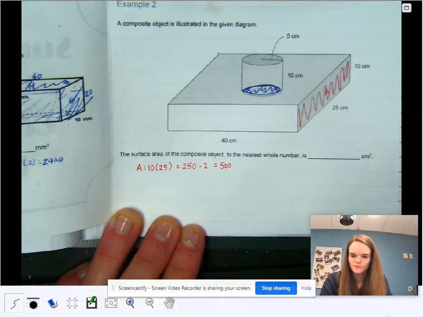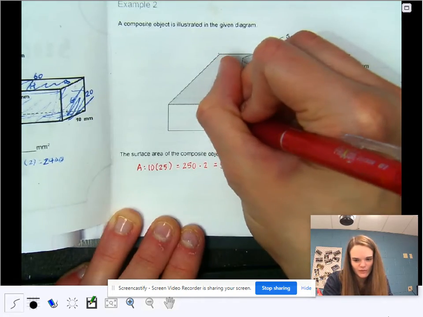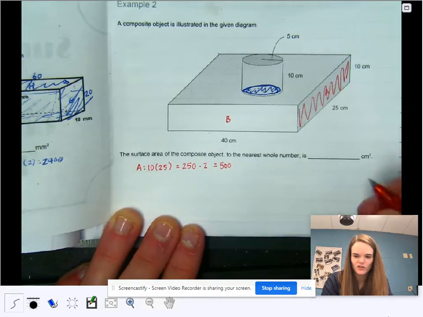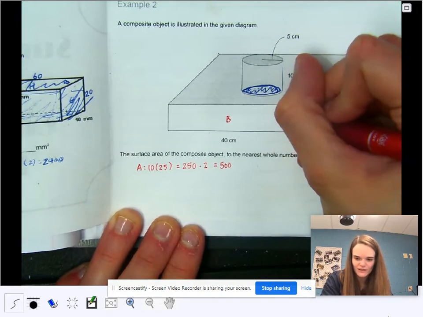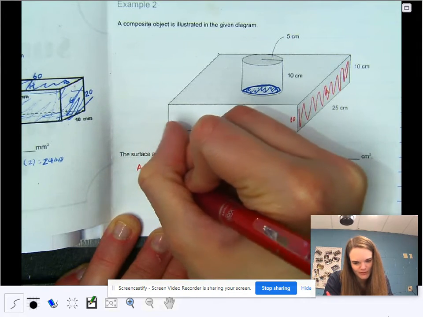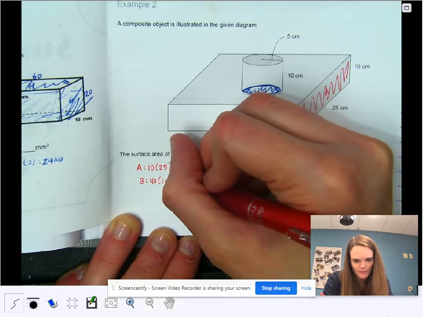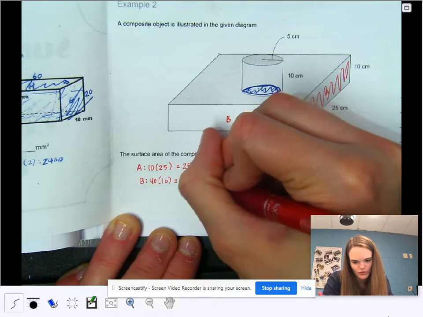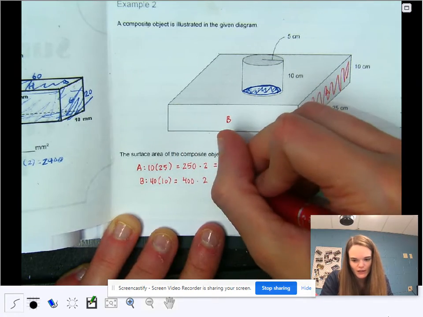and the other side. Okay, this is B. We've got this section and the back section, and this is 40 by 10, or 10 by 40, doesn't matter. And there are 2 of them. That's 400 times 2, 800.